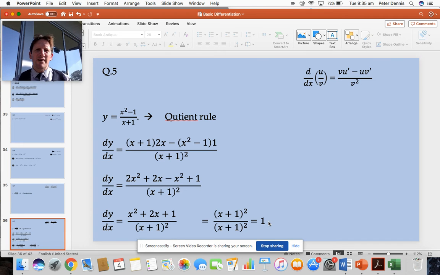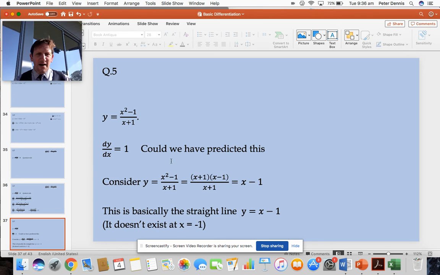Could we have realized that right from the start? Let's go back to this question, okay? If you look at this question, this is a difference of 2 squares. x squared minus 1 becomes x plus 1 times x minus 1, over x plus 1. Let's see if we can do this in a different way. Here we go. Could we have predicted this?